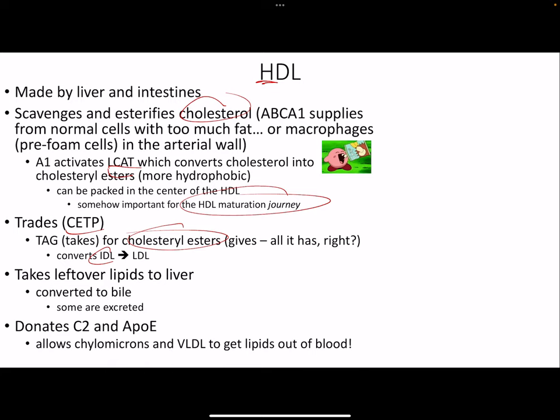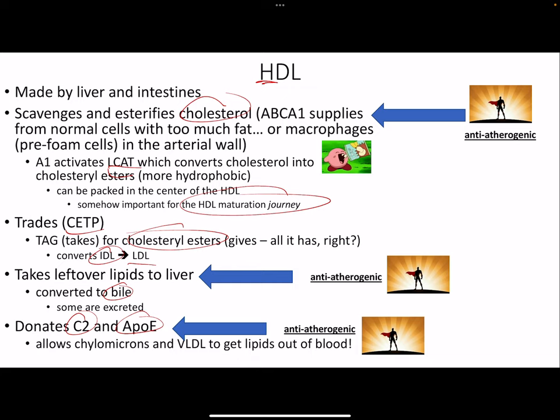But again, I wouldn't focus too much on the complex journey of IDL to LDL. I probably looked this up too much. I don't think you need to know that much for the NBME on that one particular point. It's going to take some of these leftovers to the liver. The liver can do whatever it wants with it. One of the things might be nice is to turn it into bile and excrete it, if we have too much, right? We definitely need some. It is also playing a role in donating C2 and ApoE to various lipoproteins for cleaving and for exiting to the liver.